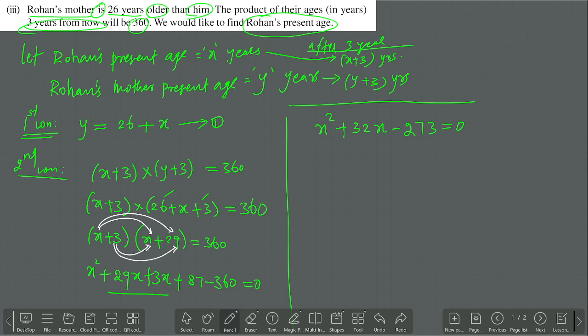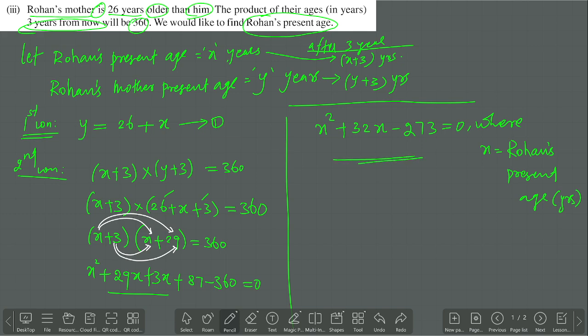That you should mention. Where x is or x equal to Rohan's present age in year. Okay. So this is the required.